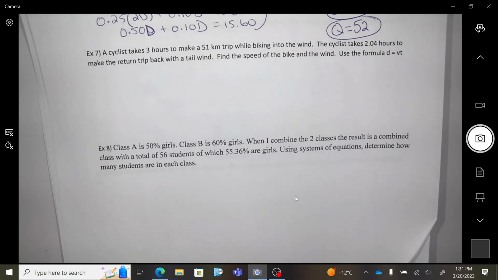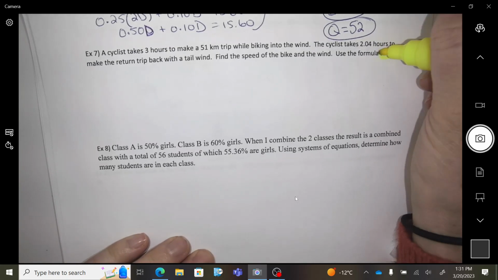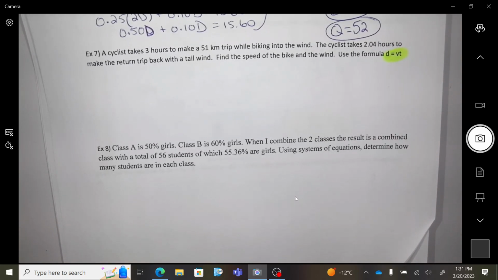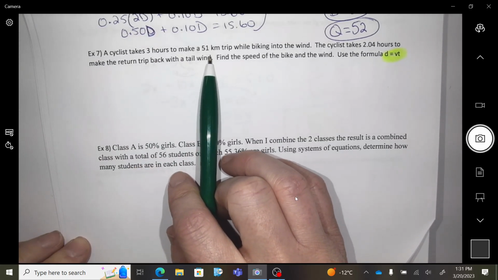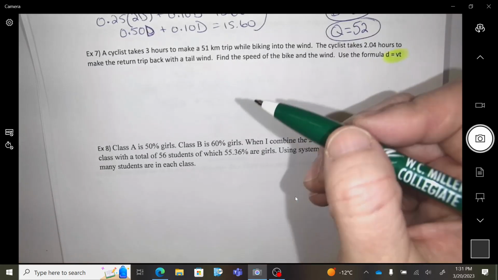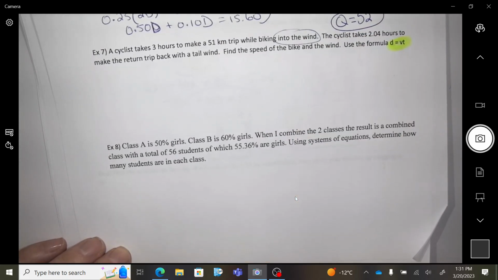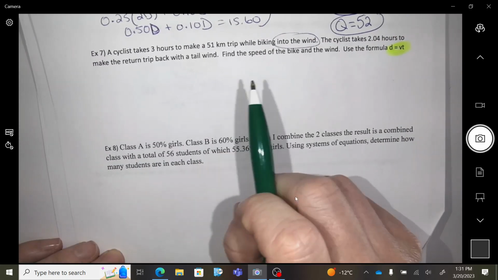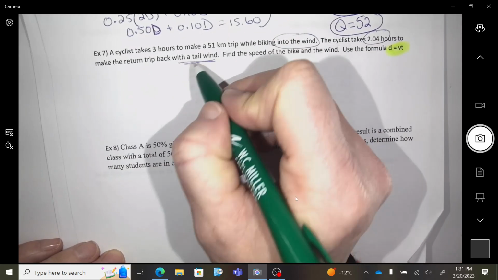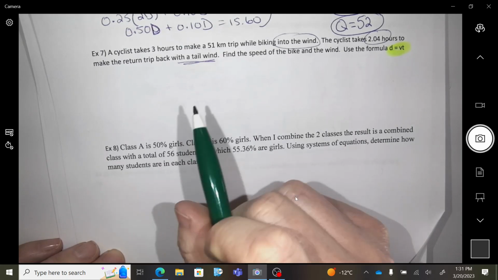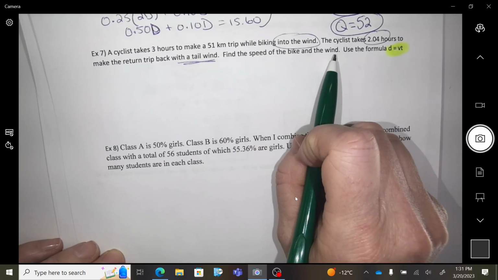Okay, number 7. So this is a physics question here. Your distance equals your velocity times your time. Okay? So a cyclist takes 3 hours to make a 51K trip while biking into the wind. The cyclist takes 2.04 hours to make a return trip with a tailwind. Find the speed of the bike and the wind.